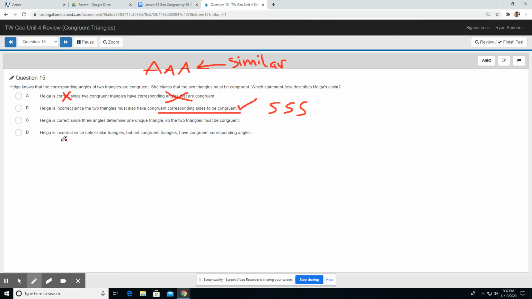Helga is correct since three angles determine one unique triangle. No, three angles do not determine one unique triangle. And Helga is incorrect since only similar triangles, but not congruent triangles, have congruent corresponding angles. That is true?